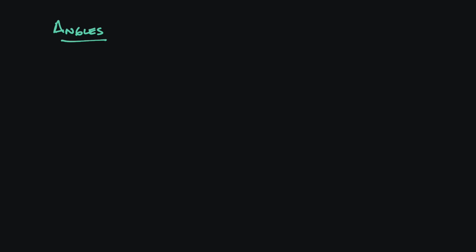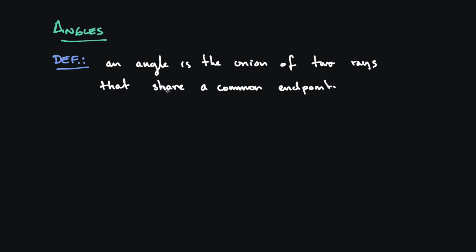In this video, we're going to talk about angles. So let's define what an angle is. An angle is the union of two rays that share a common endpoint. Remember that when we have a ray, and let's suppose that this is a ray, this little point right here where it starts is called the endpoint. So since it says that they share a common endpoint, I can draw another ray.